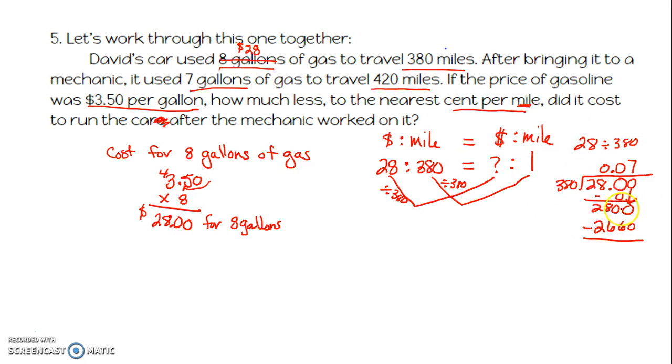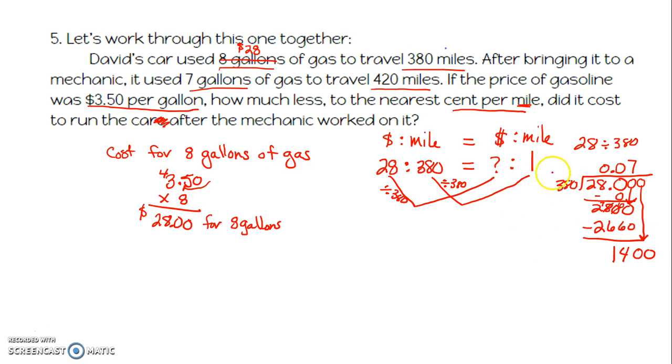Okay, so now 0 minus 0 is 0. But here's the issue. We can't take 6 from 0. We actually have to borrow. That 8 becomes a 7. This becomes a 10. 10 minus 6 is 4. 7 minus 6 is 1. 2 minus 2 is 0. So now I can drag down an extra 0.